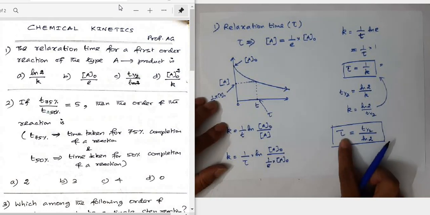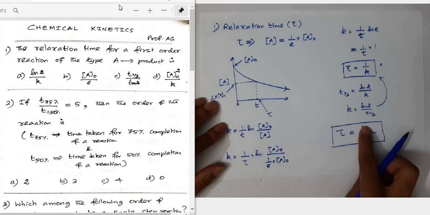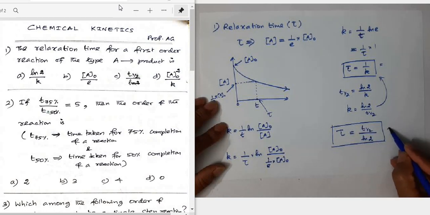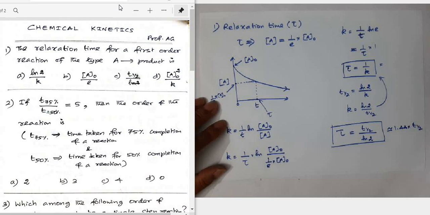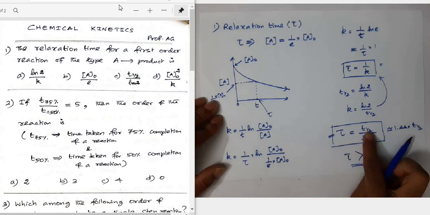For a first order reaction, the relaxation time tau is equal to half-life period of the reaction divided by ln 2, right? And it is also roughly equal to 1.44 times the half-life period of the reaction. It is very clear from this that the tau value is greater than the half-life period of the reaction. Relaxation time is greater than half-life period of the reaction.